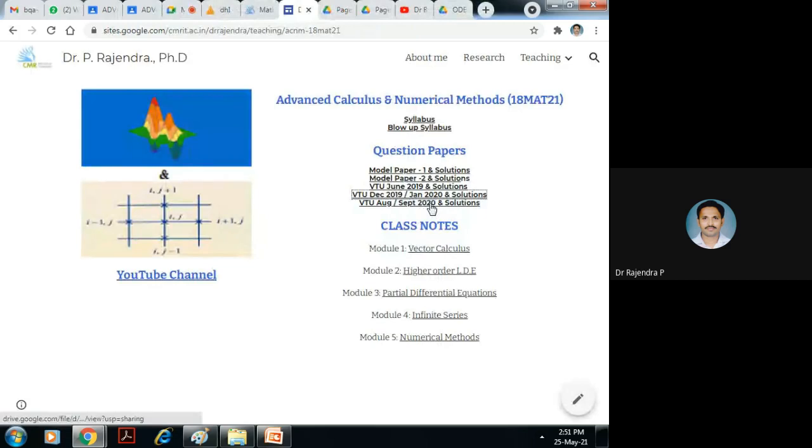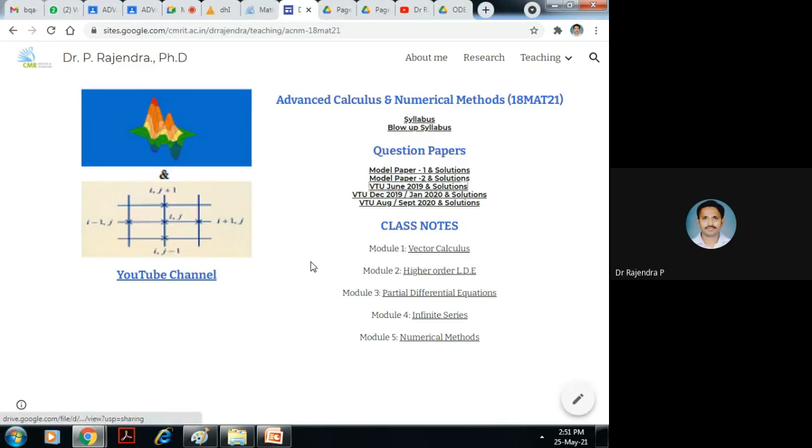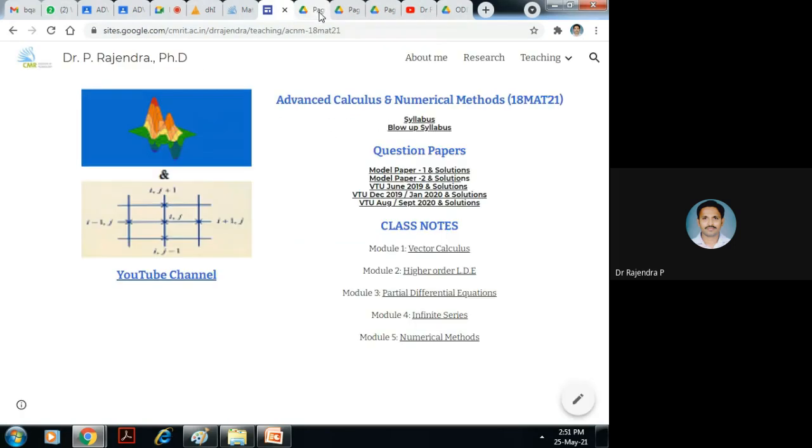Okay. So the August 2020 paper is there, and I will check this. 2 papers are not available. The remaining 3 papers are available. Yeah, so I will try to get those 2 papers up. The remaining 3 are there already, so you can go through them. All these are notes. You can go through them.